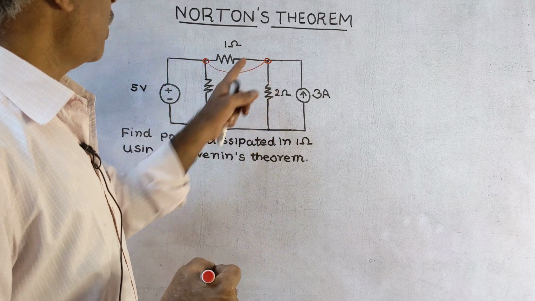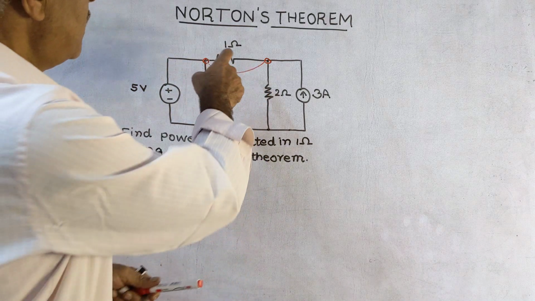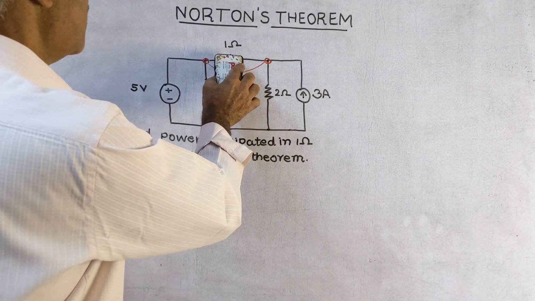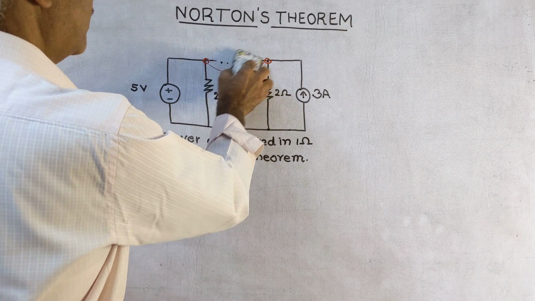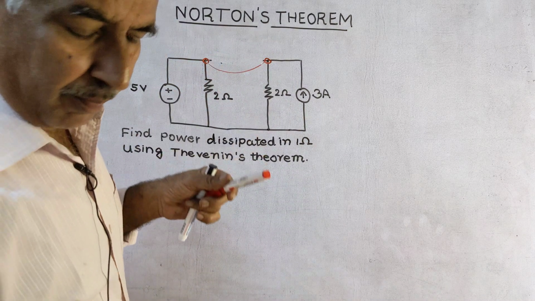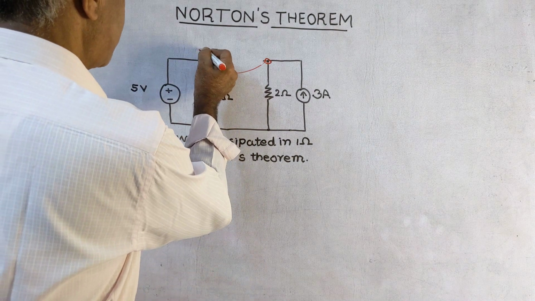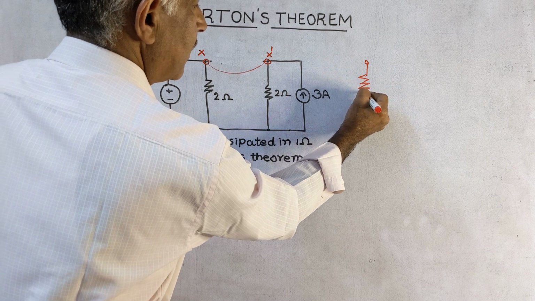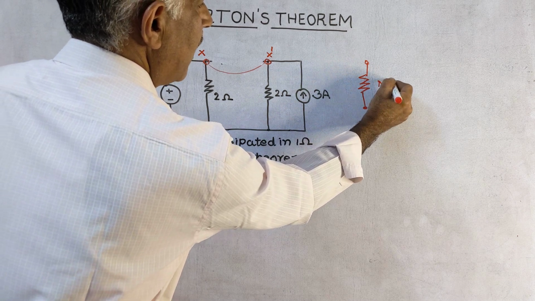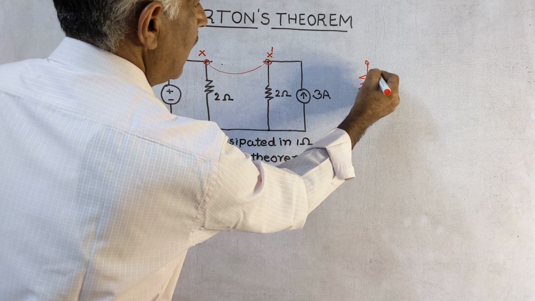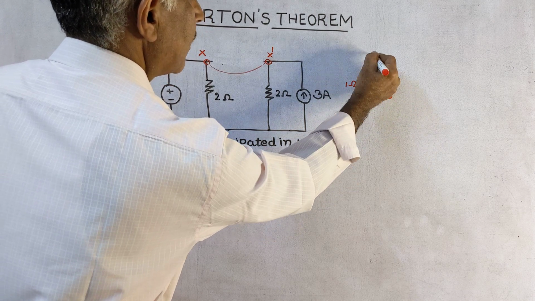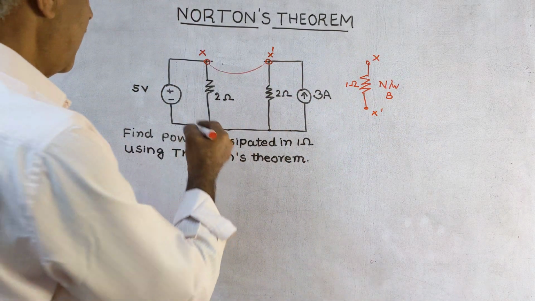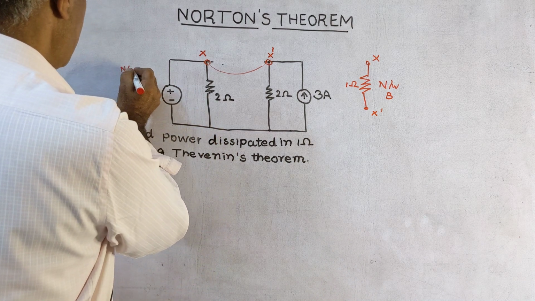On short circuiting the two terminals, now this 1 ohm is as good as being removed from the network. Therefore, I will call this 1 ohm resistor network B. This is X, this is X dash. Between X and X dash is network B. The rest of the network is what is called network A.